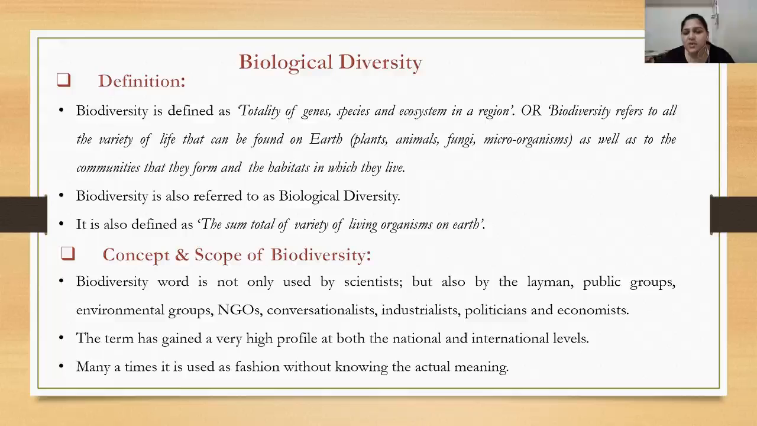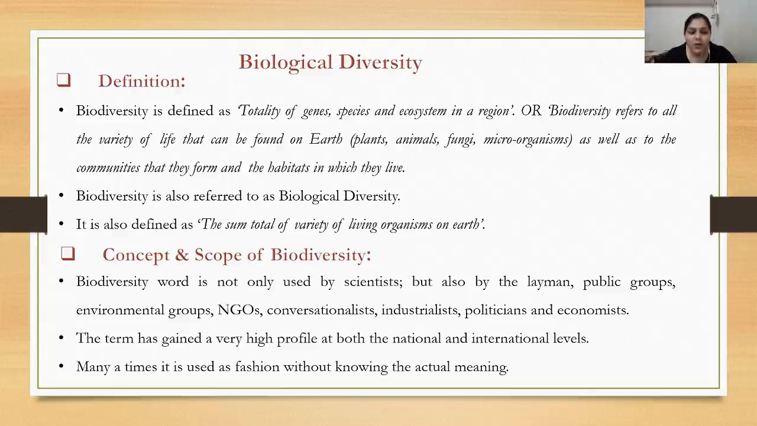So biodiversity, basically you can say, is the diversity of life forms on the earth. It includes all the plants, animals, human beings, fungi, microorganisms, etc., including the habitat in which they live. Biodiversity is also referred to as biological diversity. Both these terms are used many a times as synonyms. So biological diversity is the same as biodiversity. A simple definition is that it is the sum total of the variety of living organisms on the earth. So all the living organisms on the earth comprise the biodiversity.